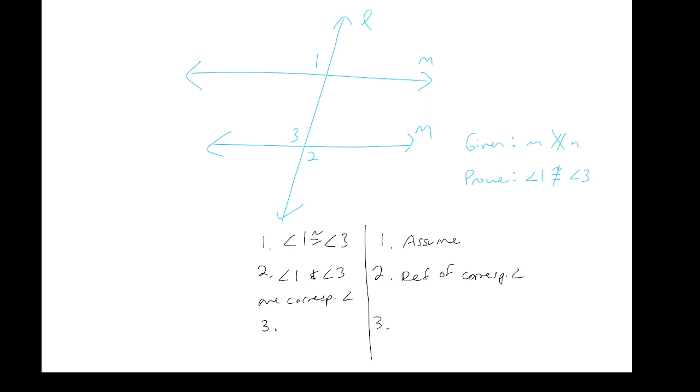So if 1 and 3 are congruent corresponding angles, what that means is, through that converse, that M would be parallel to N, because we would have two parallel lines cut by a transversal, which makes congruent corresponding angles.